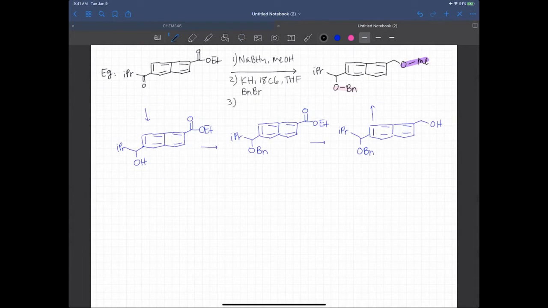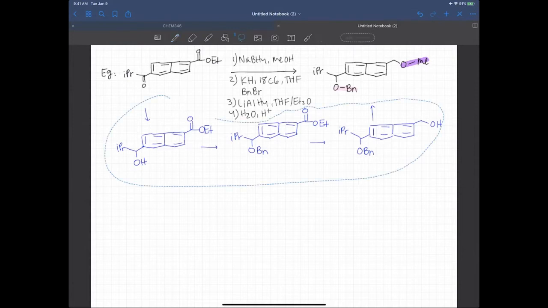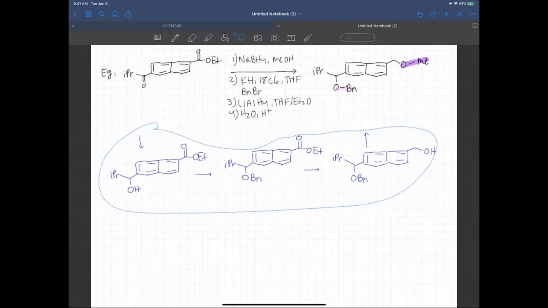Good. Lithium aluminum hydride in the presence of what? Water? Or, are you sure? In the presence of THF or diethyl ether. And then you do an acidic workup with water. Okay, seems like I need more space, so let's strip this down.